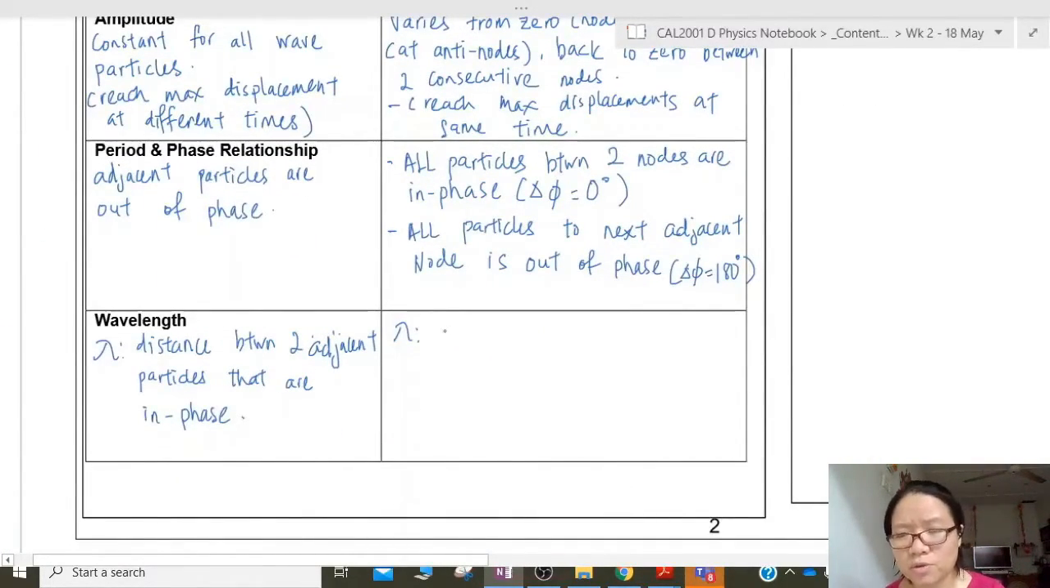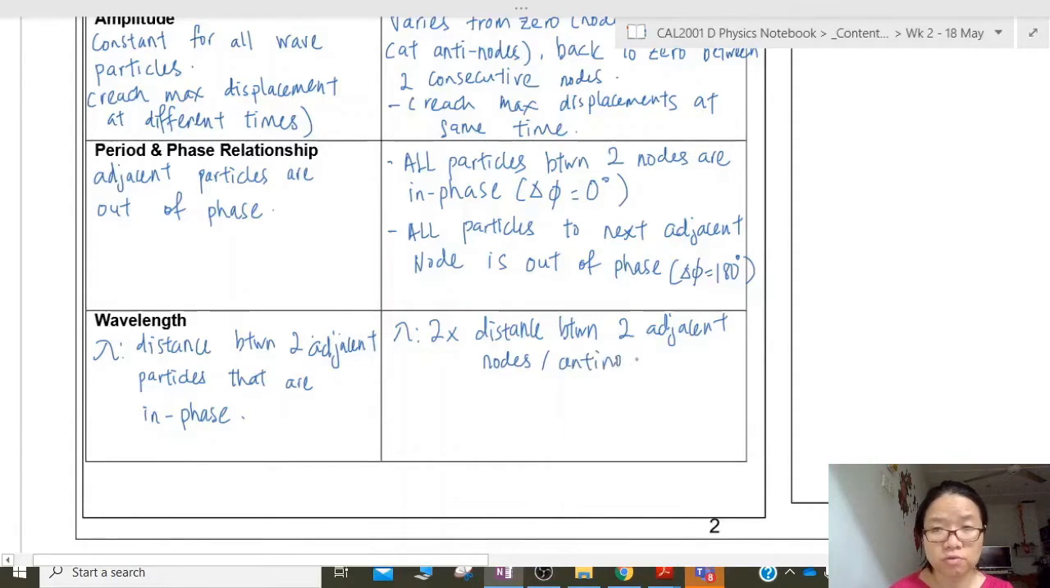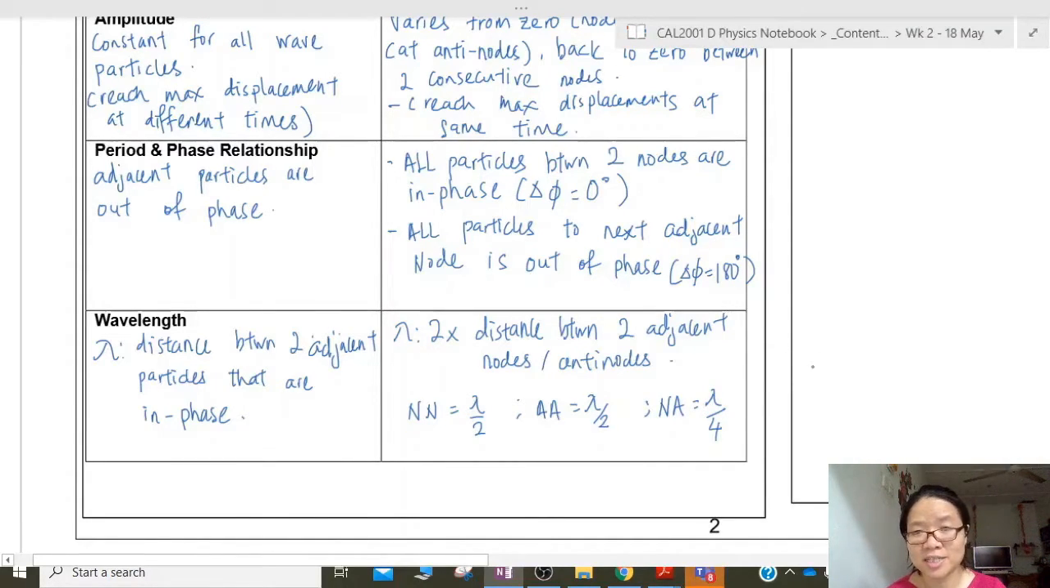In fact, this one is very useful. That's why stationary waves are pretty easy to do, because there's no equation to memorize. If you get how the wave is shaped, you can deduce whatever information you want from the shape that is drawn for you, or you can draw the shape that is required from the information that is given. So two times adjacent nodes or antinodes, because N to N is lambda over 2, or A to A is lambda over 2, and because of this, N to A is lambda over 4.